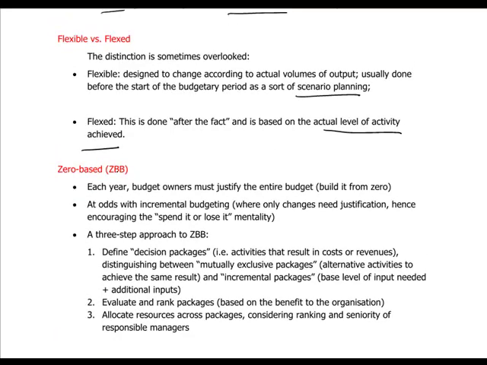Zero-based budget is something that's the opposite of incremental budgeting. If you know incremental budgeting, it's something where we take the previous year's budget and we add or deduct something from it. For example, inflation or expected changes in volume or in prices. While zero-based budgeting means that budget owners must justify the entire budget, building from zero.